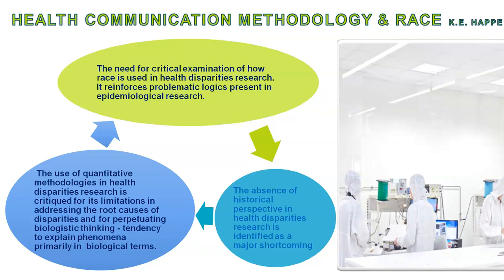In this reading, she raises 3 main points. And she says in the first one that there is need for critical examination of how race is used in health disparities research, because she has realized that they are problematizing race in research about epidemiology. So she says this is a problem. And then she also identified that there is an absence of historical perspective in health disparities research. So this is also identified as a major shortcoming.